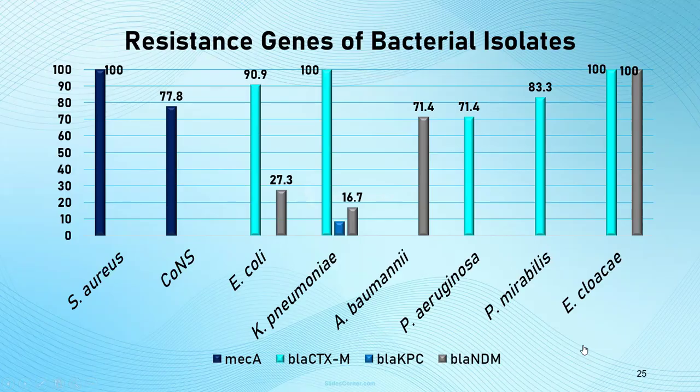And now, to confirm our phenotypic findings, we analyzed the genetic basis of the multidrug resistant organisms, and the molecular analysis showed the presence of several key resistance genes, like mecA in all Staph aureus and almost all coagulase-negative Staphylococcus, blaCTX-M in Escherichia coli, Klebsiella pneumoniae, Pseudomonas aeruginosa, Proteus mirabilis, and Enterobacter, blaKPC in Klebsiella pneumoniae, and blaNDM in Escherichia coli, Klebsiella pneumoniae, Acinetobacter, and Enterobacter cloacae, and other genes were not detected.